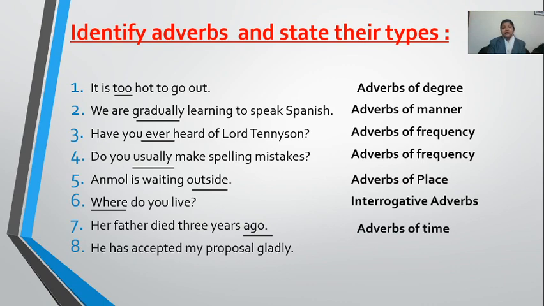Let's come to the next. He has accepted my proposal gladly. Okay, now accepted is your verb. Ask the question. Where? No answer. When? No answer. How? Gladly. How was the proposal accepted? Gladly. So gladly is your adverb. Now what type of adverb is it? I am using the word how to find the answer, and how is used for manner. So this is an adverb of manner.